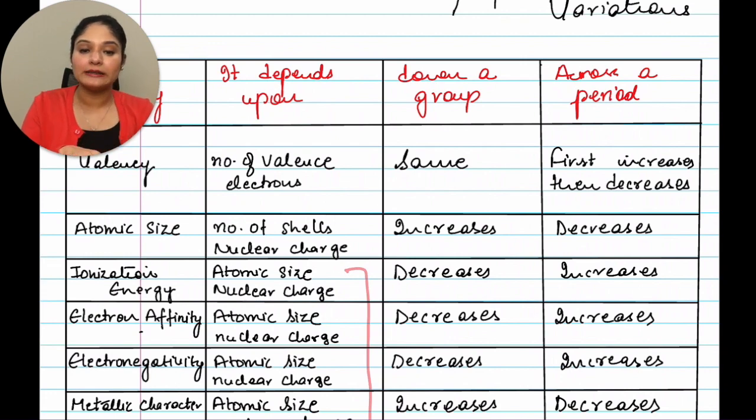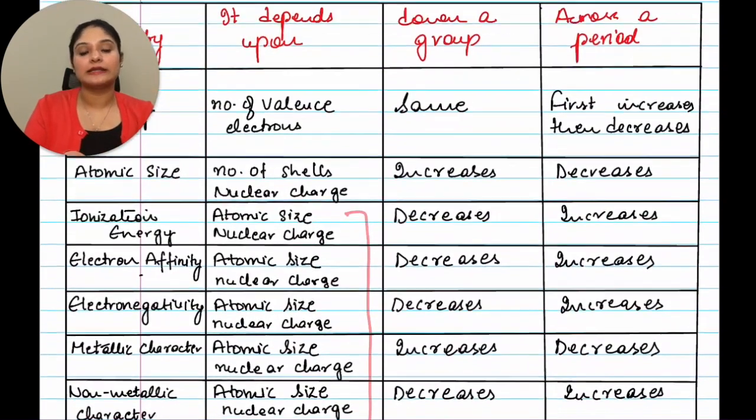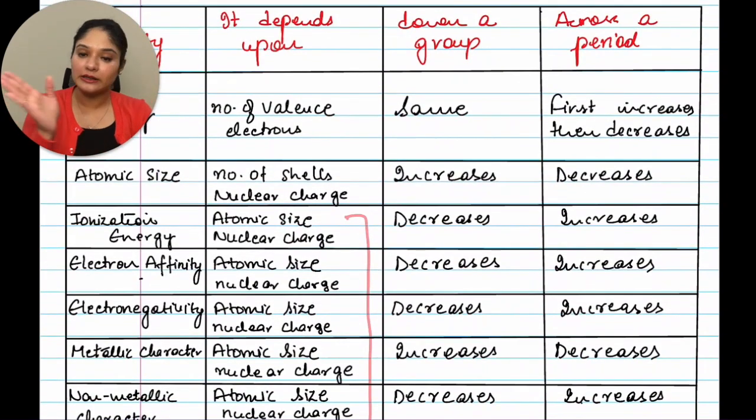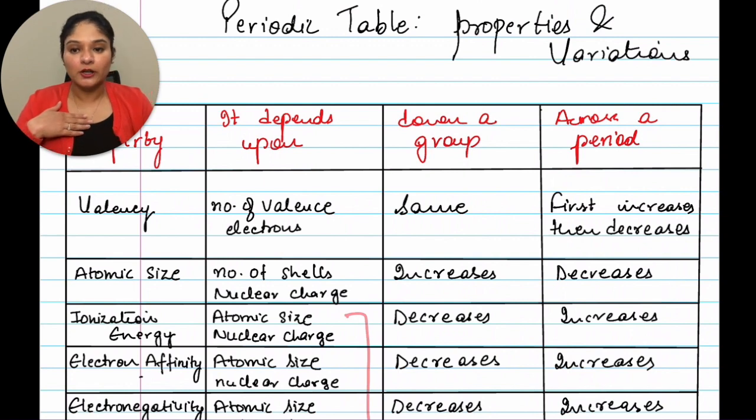Because if you try and see, all the trends are opposite. So if something is increasing down the group, it will decrease across a period. So just focus on any one side and the other one you will automatically remember. So for right now, for this video, I'm focusing on down the group. Okay. So first we'll look at the ones which are pretty obvious. For example, valency. Valency will stay the same. It's easier for me to remember that the shells increase as I go down the group. That's it, that's what I'm focusing on.